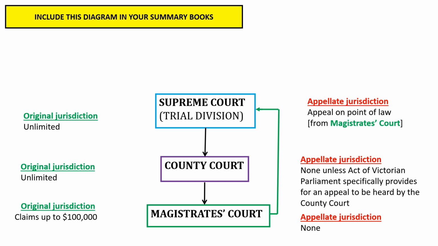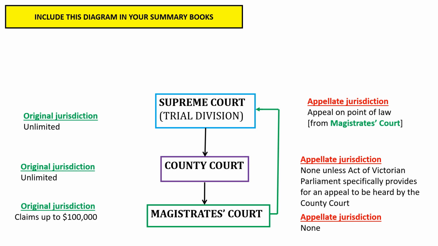The trial division also has appellate jurisdiction in civil disputes. In its appellate jurisdiction, the trial division is able to hear appeals on points of law from the Magistrates' Court. That is, where a party believes that the magistrate has made an error of law or has misapplied the law, then they're able to appeal from the Magistrates' Court straight up to the trial division.